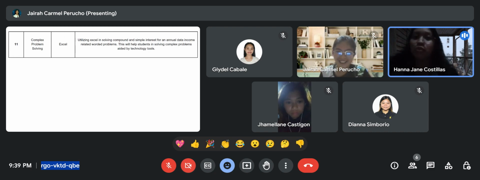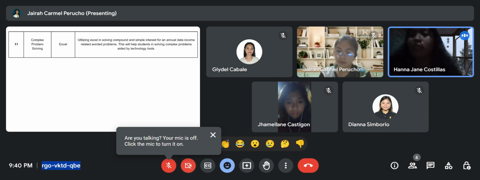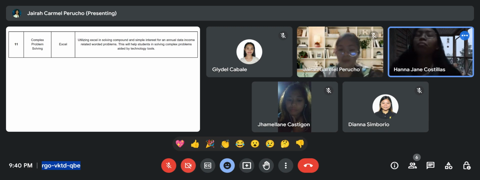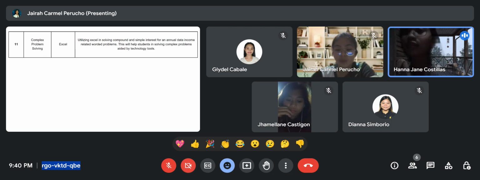So for grade 11, we also have complex problem solving using Excel. Utilizing Excel, we solve compound and simple interest for annual income related word problems. This will help students in solving complex problems aided by technology tools. In Excel, we can input some formulas. So by using these ICT tools, students can learn not just manual computation, but also how to use technology tools in computing the interest that was given to them.